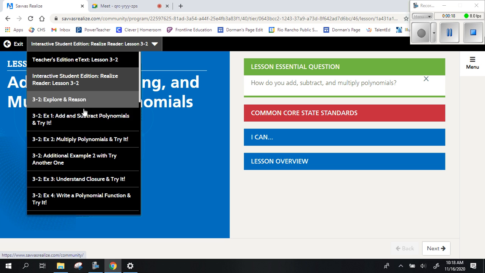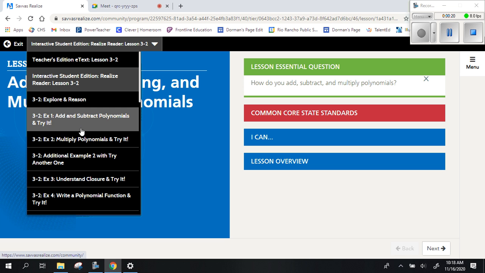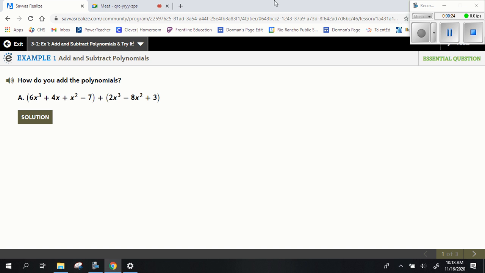Let's go ahead and get started with an example. We're going to add and subtract some polynomials. For this one, we're going to be adding our polynomials. So we got to keep in mind that when we're adding polynomials, we're only going to be adding like terms. That is, we're only going to be adding terms that have the same exponent or the same degree.